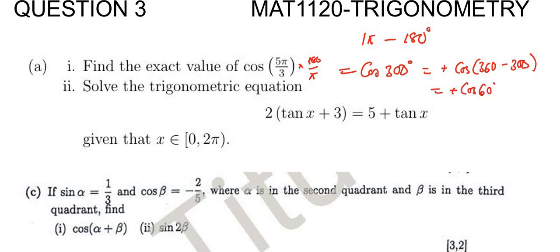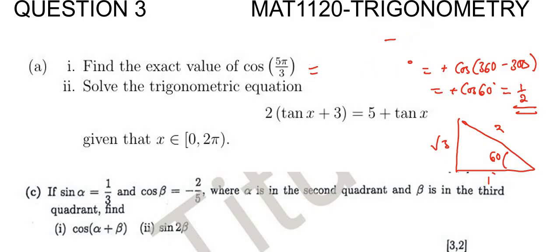And if you look at cos 60 from those special angles that you know, for 60 you have root 3, you have 2, you have 1. Cos of this is adjacent over hypotenuse, so this is just going to be half. So that's basically what you have. That's the answer to the first part there.